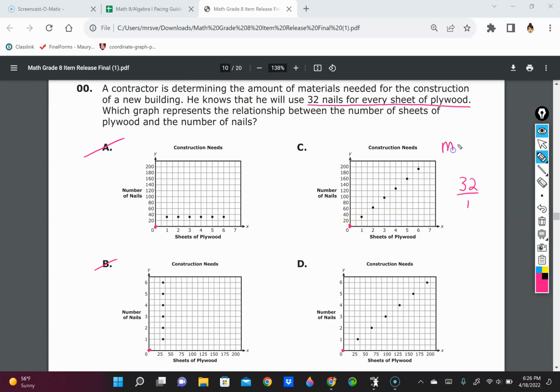Remember that for a proportional relationship, you need to have Y over X. So Y is representing my number of nails, and 1 represents the sheet of plywood. Here they seem to have it backwards. They have the sheets down here, but this number right here is saying that I'm using 1 nail for maybe 28 sheets of plywood, and that's not what the problem is indicating.